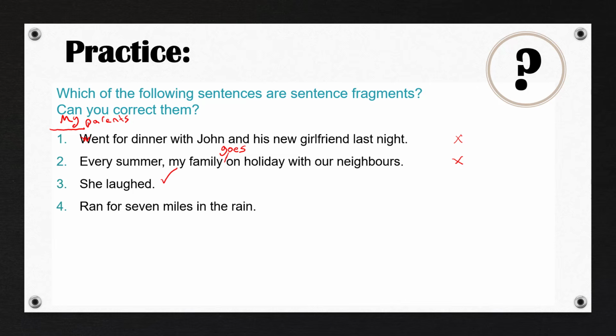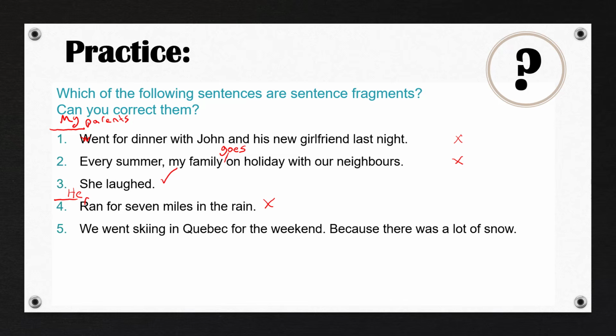Number 4, ran for 7 miles in the rain. This is a sentence fragment. What are we missing? We're missing a subject. Who ran? He ran for 7 miles in the rain. Again, we would make ran a lowercase r, and now we have the subject, and this is a complete sentence. What about number 5?